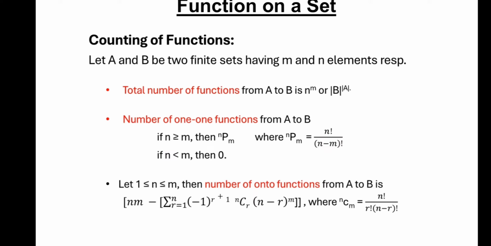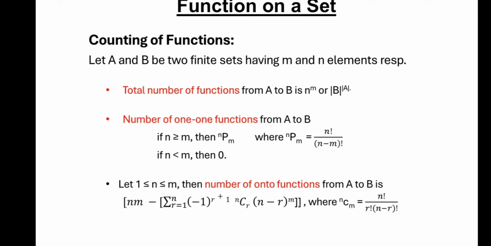Moving on, we have counting of functions. Let A and B be two finite sets having m and n elements respectively. Then the total number of functions from A to B is n raised to m, or order of B raised to order of A. Number of one-one functions from A to B: if n is greater than or equal to m, then nPm, and if n is less than m, then 0. Where nPm is the number of permutations of n and m, and nPm equals n factorial upon (n minus m) the whole factorial.